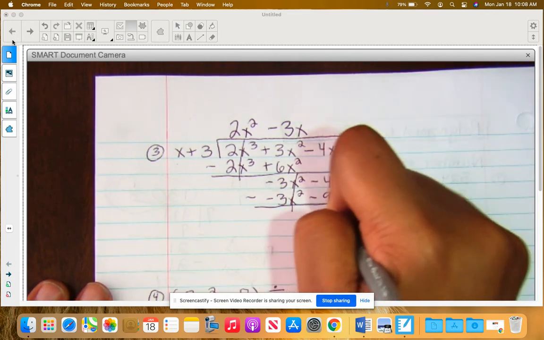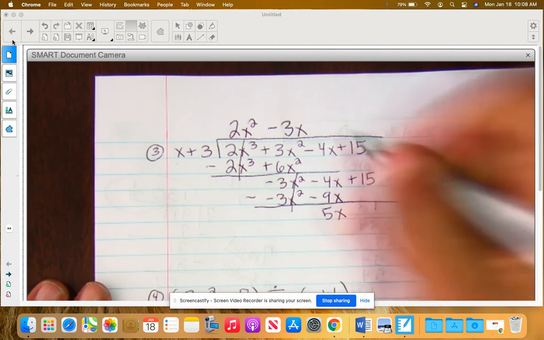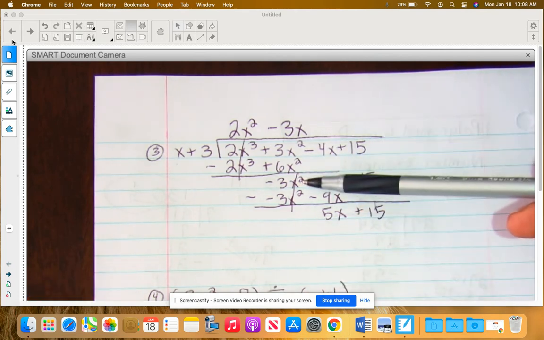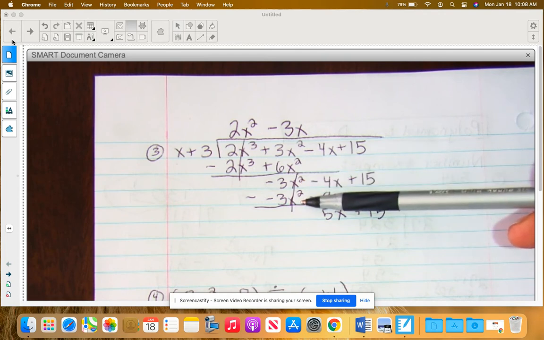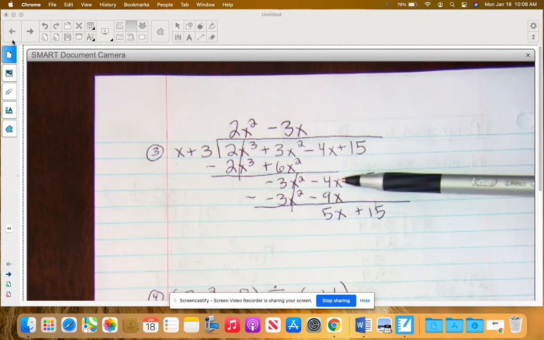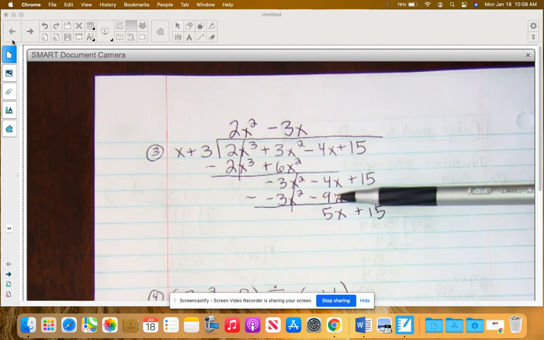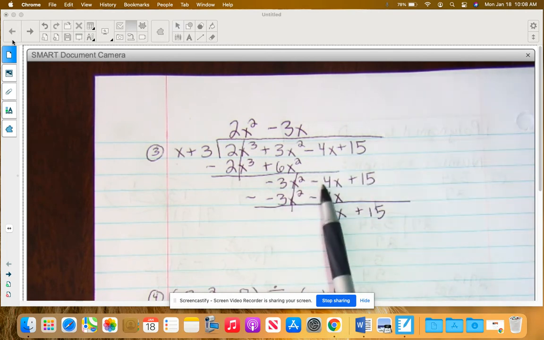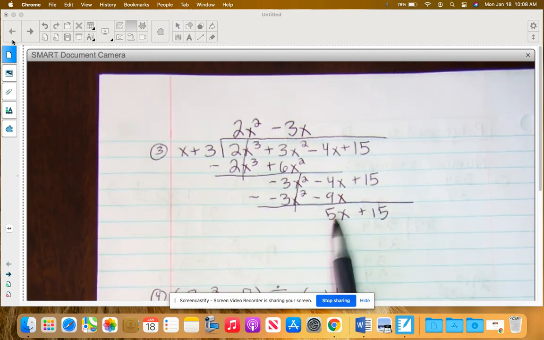I was jumping to the answer. And then we haven't touched the 15. Bring that down. So negative 3x squared minus negative 3x squared goes away. Negative 4x minus negative 9x is 5x. So I subtracted. Be careful with your signs. That's a negative minus a negative. So that's where I got the positive there.